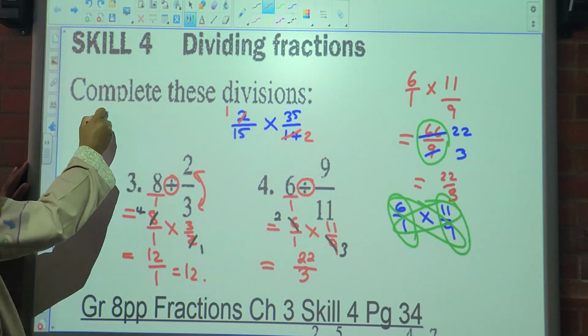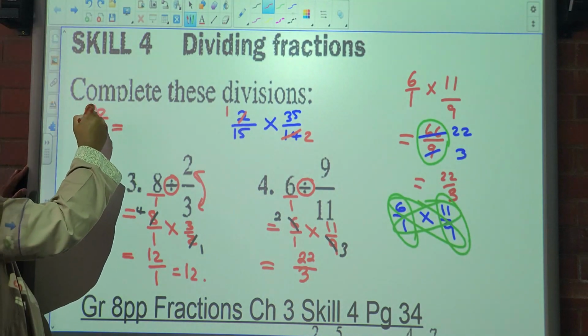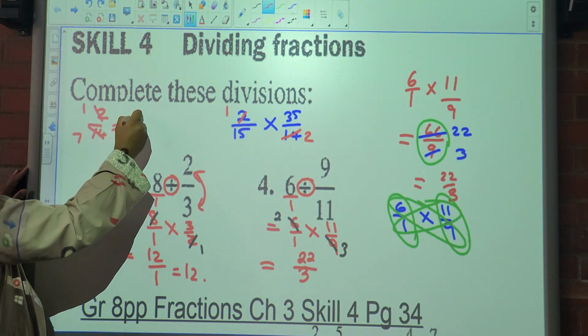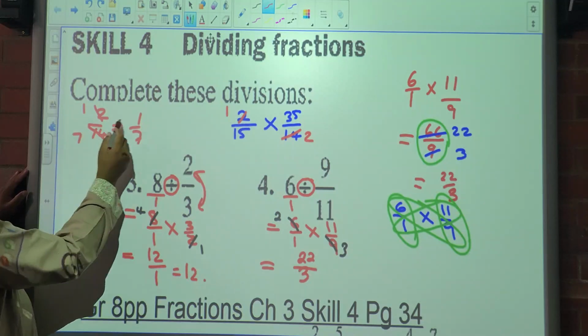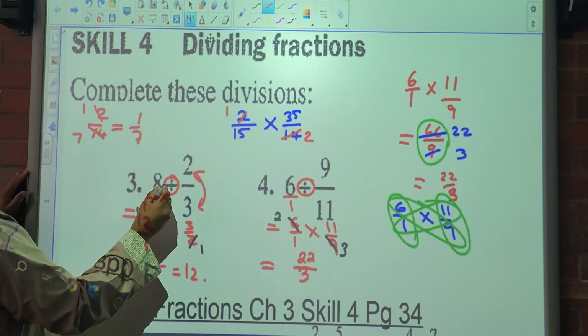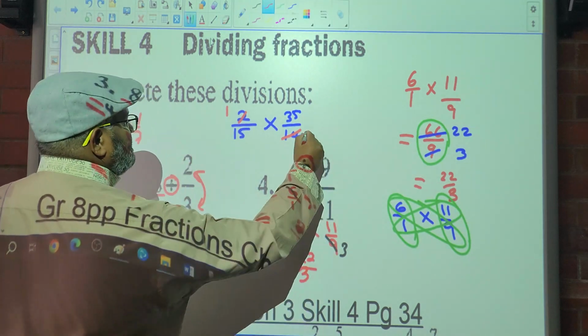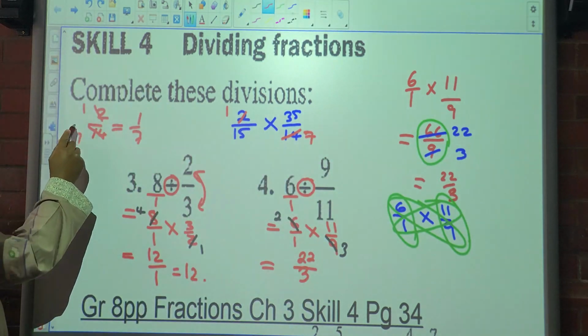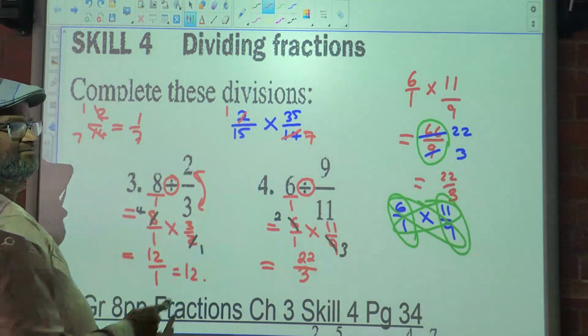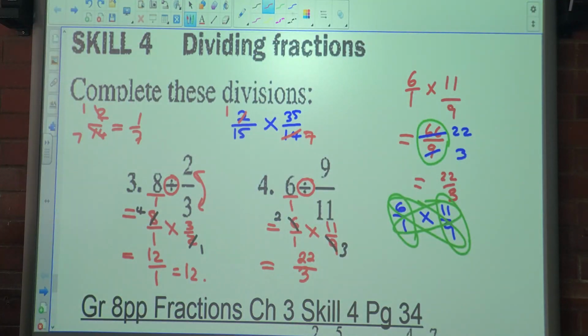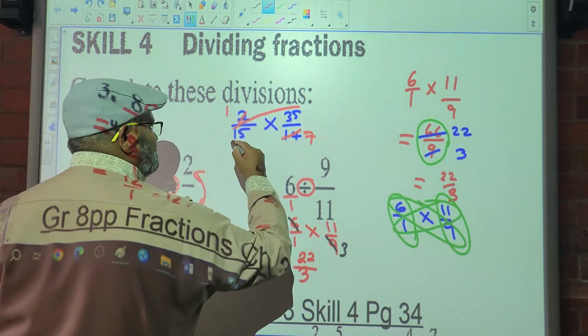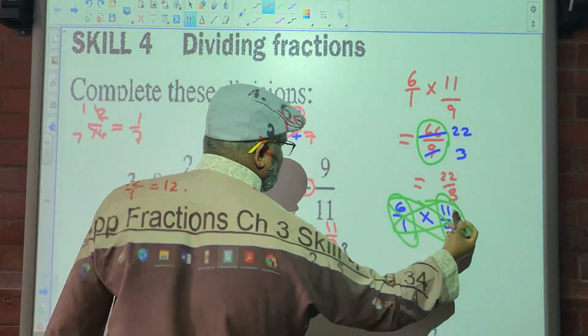So if it was 2 over 14, what would it have been? 2 going into 2 once, 2 going into 14. So it's 1 over 7. Can you see that 1 and that 7? So you see that 1 and that 7 is there and there. And then we can cancel here as well. That is what this line is there for.